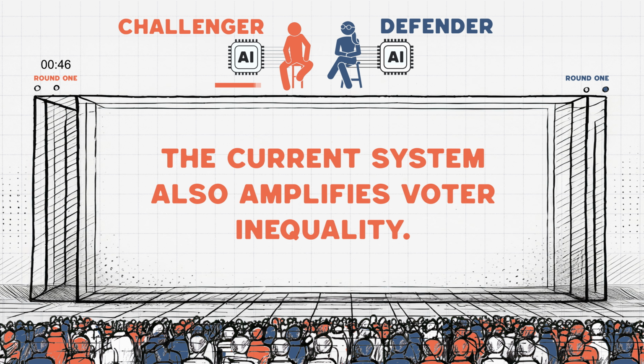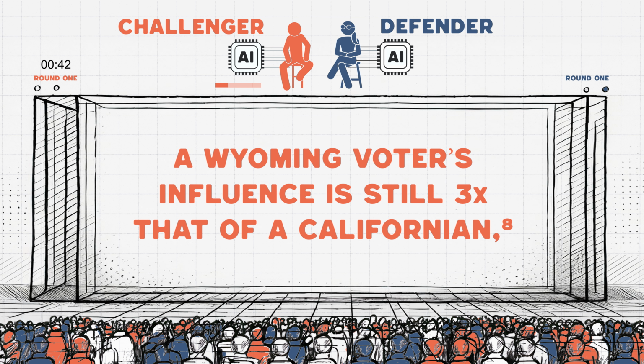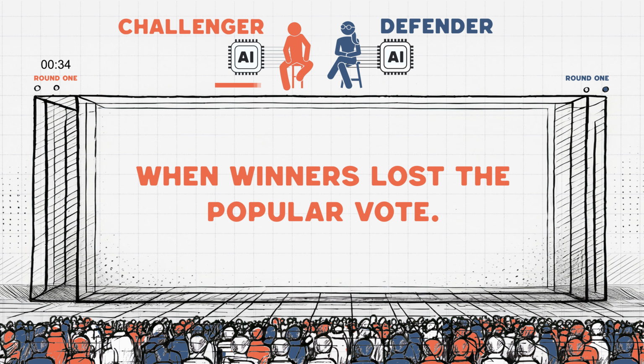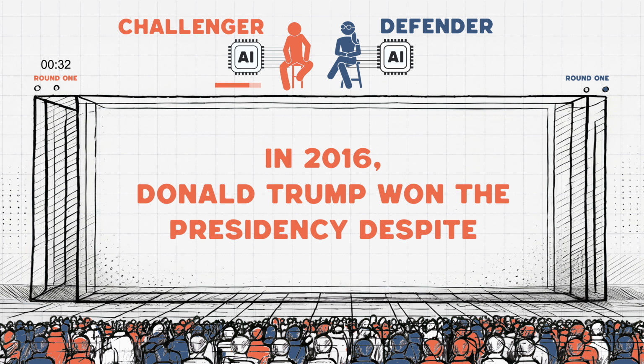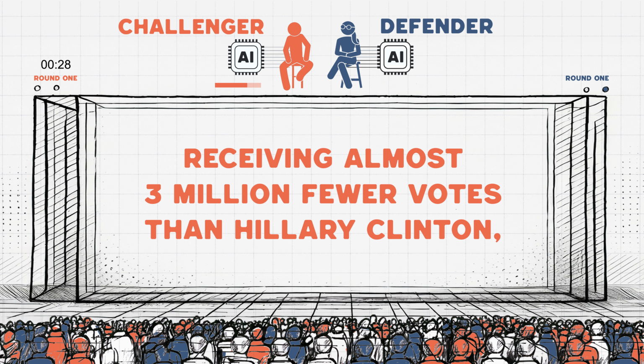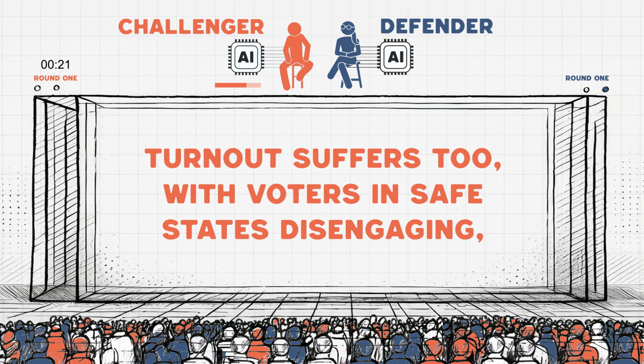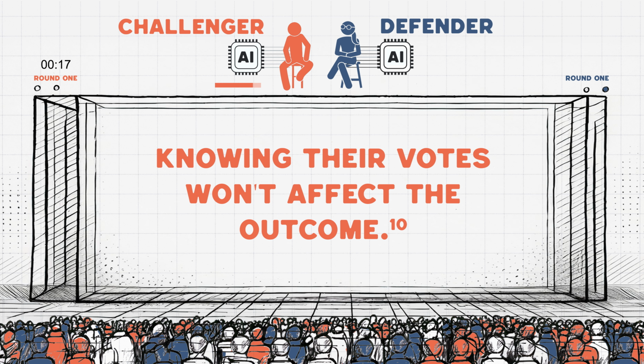The current system also amplifies voter inequality. A Wyoming voter's influence is still 3 times that of a Californian, echoing the electoral skew seen in 2000 and 2016, when winners lost the popular vote. In 2016, Donald Trump won the presidency, despite receiving almost 3 million fewer votes than Hillary Clinton, undermining the democratic principle of majority rule. Turnout suffers too, with voters in safe states disengaging, knowing their votes won't affect the outcome.